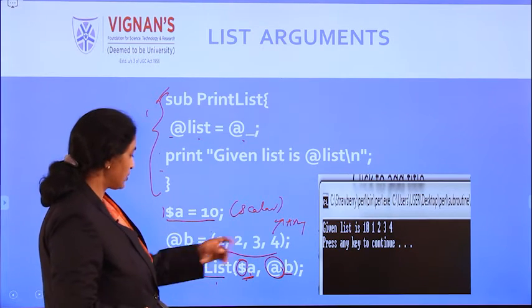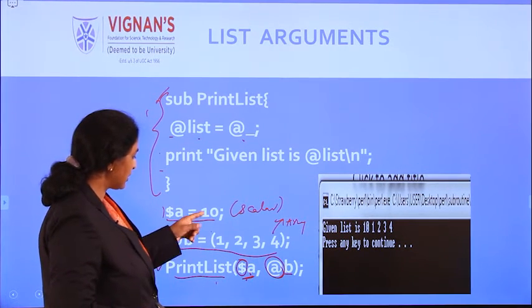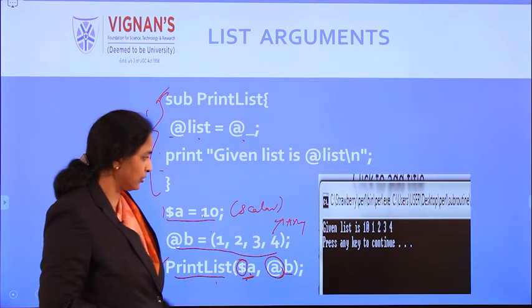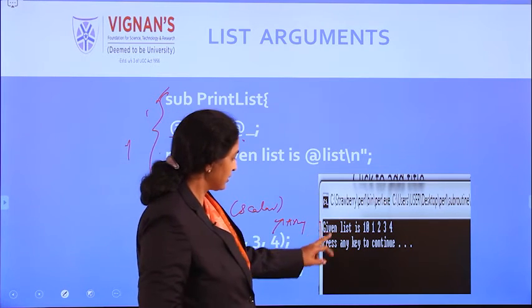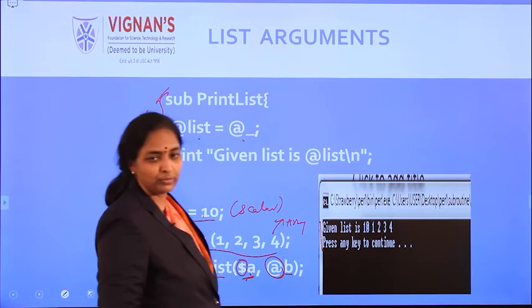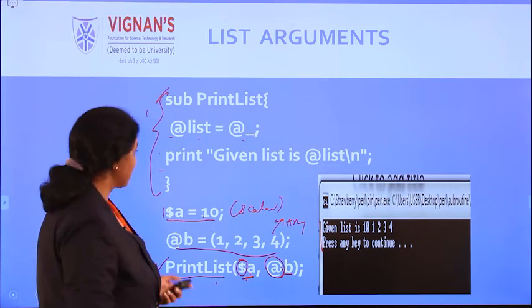After printing this, what should you get? You should get 10 followed by 1, 2, 3, 4. So this is what you are getting, 10 followed by 1, 2, 3, 4. So this is the way how it works.